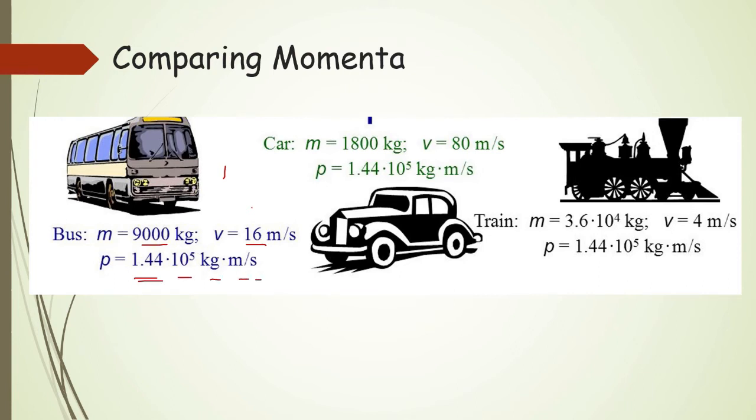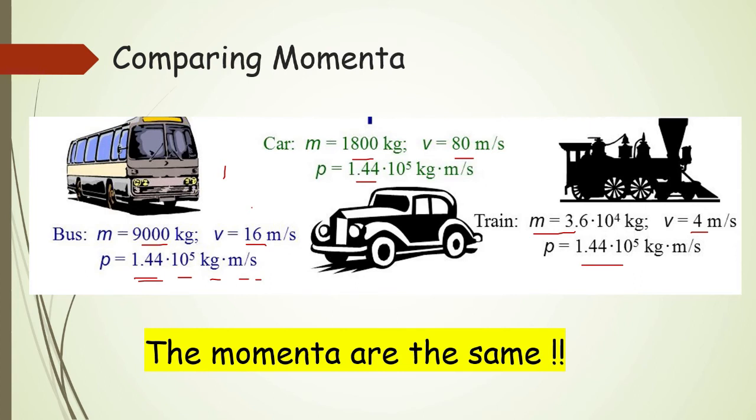And similarly, the mass of the car is 1800 kgs multiplied by its velocity is so much, and the mass of the train is very large, but it's moving very slowly. So if we multiply these two, we get the same quantity. And the momenta are all the same for these three vehicles. What does this mean? It means that the force required to stop these three vehicles is the same.